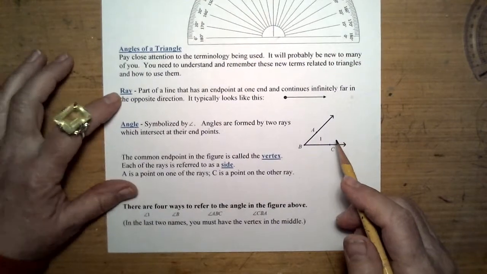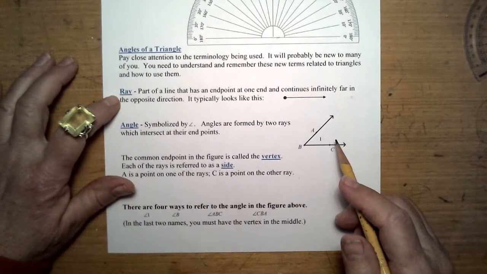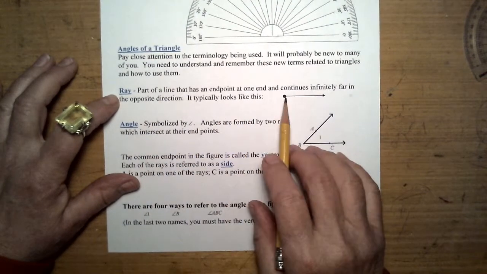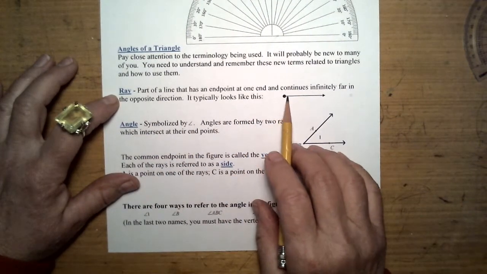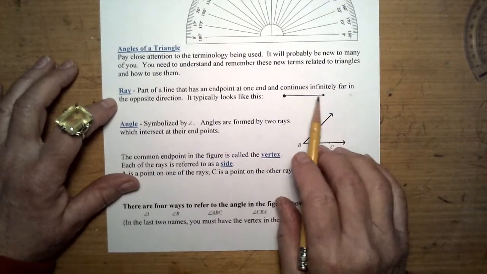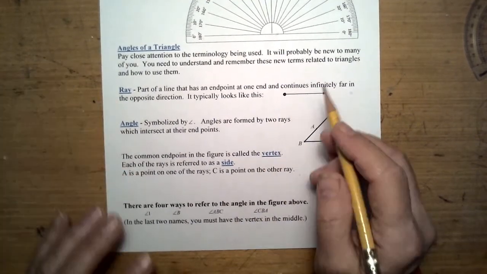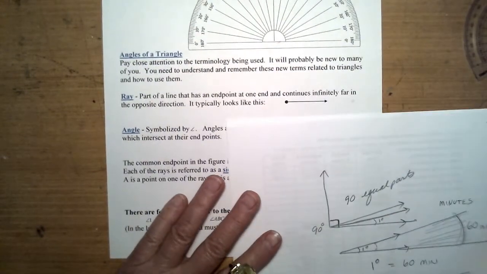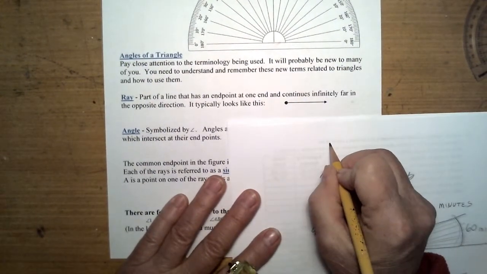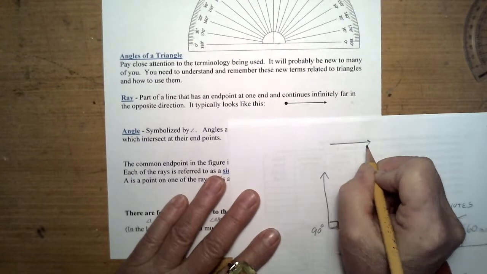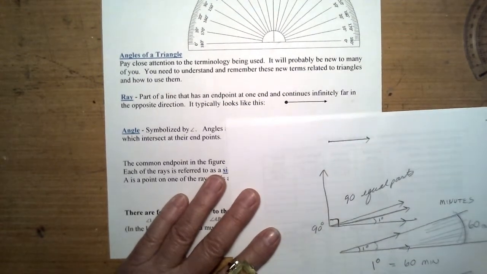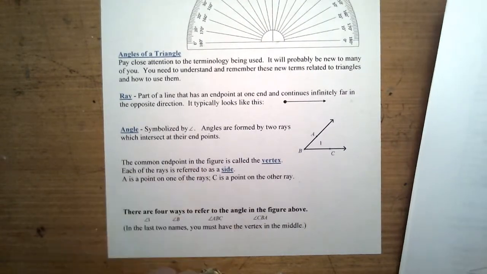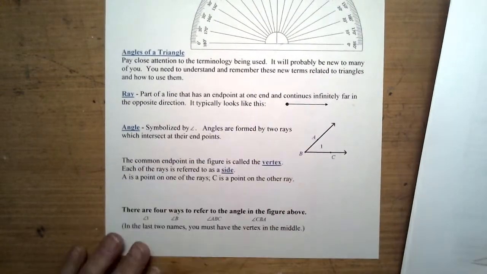The first thing I want to mention to you is the word ray. This is part of a line that has an endpoint at one end, and it continues infinitely far in the opposite direction, and it typically looks something like this. This is kind of exaggerated. It doesn't really have to have that big fat dot on the end, but the big fat dot does indicate that that's the end. Typically it's going to look something like this, and you might put a little point there on the end, and that's referred to as a ray. Think of it as a ray of sunshine on a happy day, and there's the sun.